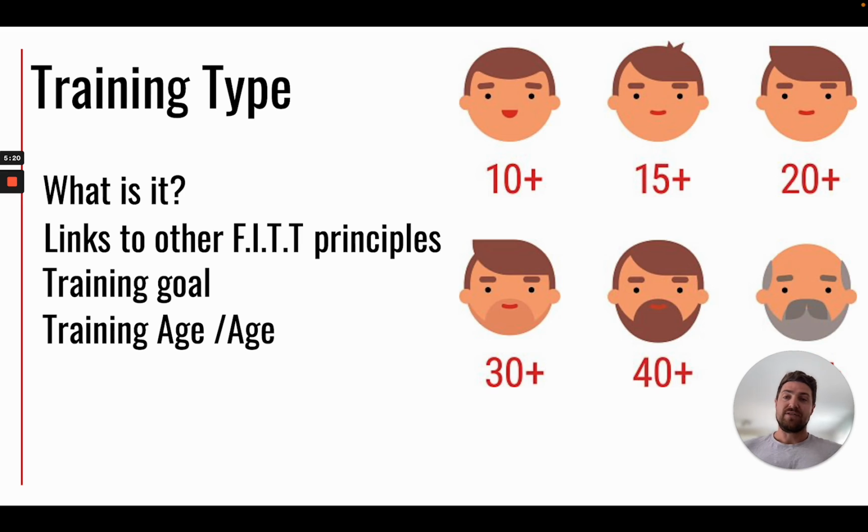Your training age is also linked to what training type you're going to do. Your training age is how long you've been training for. So say if you've been going to the gym for 3 years, you're still generally quite new. You're getting into that intermediate, but also your actual age is going to impact it as well.